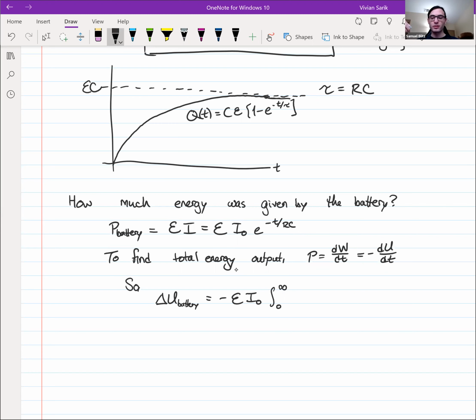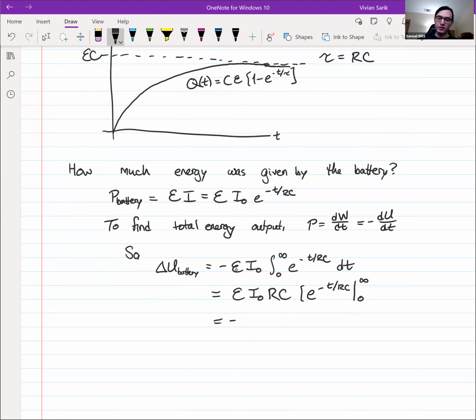So it's minus E times I naught times the integral from 0 to infinity of e to the minus t over RC dt. And so we can just do this calculation. This is just E I naught times RC times e to the minus t over RC, evaluated from 0 to infinity. So this is just minus E I naught RC. Okay, so that is the total amount of energy that's given up by the battery. Notice that it's negative, and that's because the energy is leaving the battery.